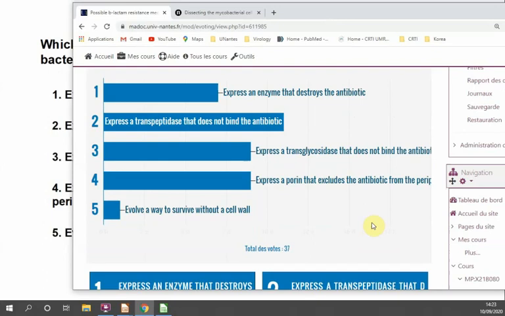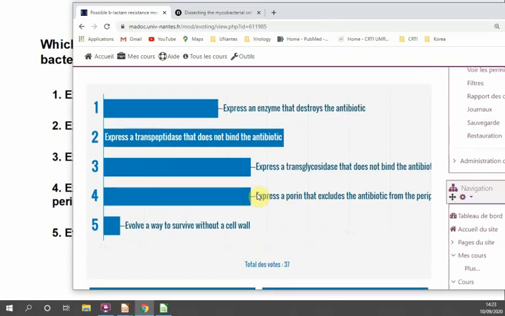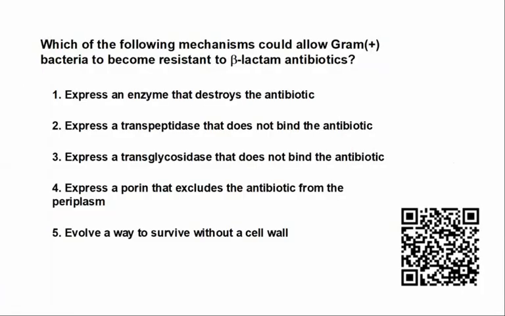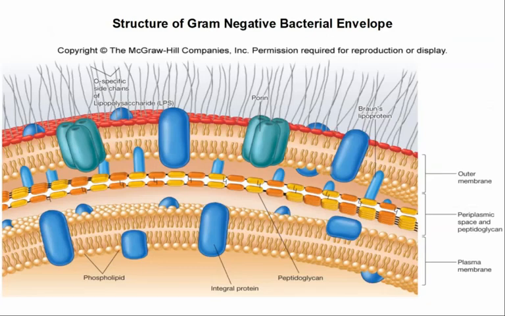And number 4, express a porin that excludes the antibiotic from the periplasm. Oh, let's have a look at the numbers here. How many people? 9 people. Oh, 9 people. Okay, you fell into the trap. What's wrong here? What have you done wrong? Okay, so why is that wrong?